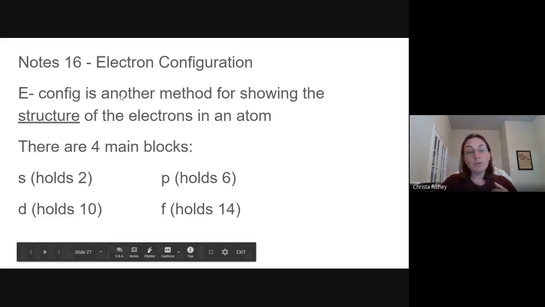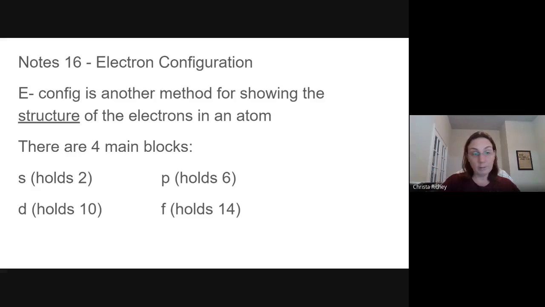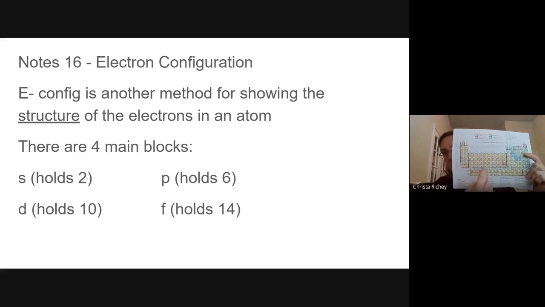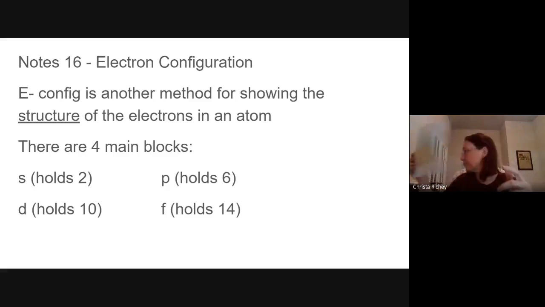So your S shell could hold 1, but can't be more than 2. P can be 1 through 6, D can be 1 through 10, F can be 1 through 14. And they're literally blocked out on the periodic table, where you've got your S, your P, your D, and your F. They're literally blocked out.